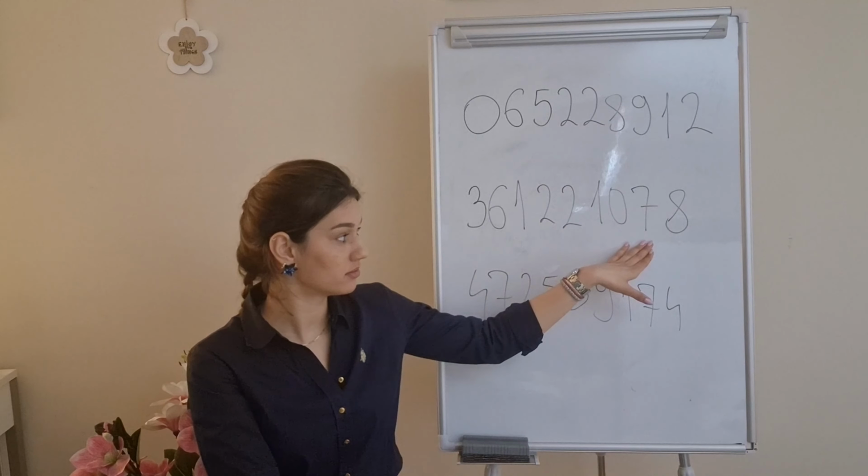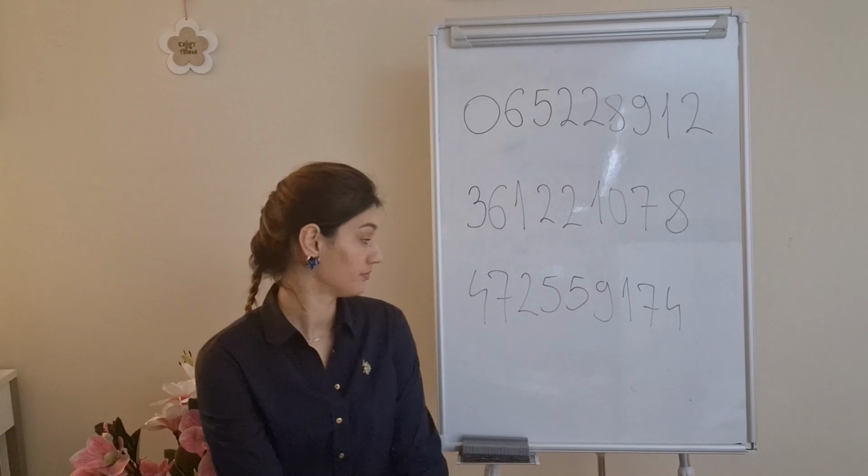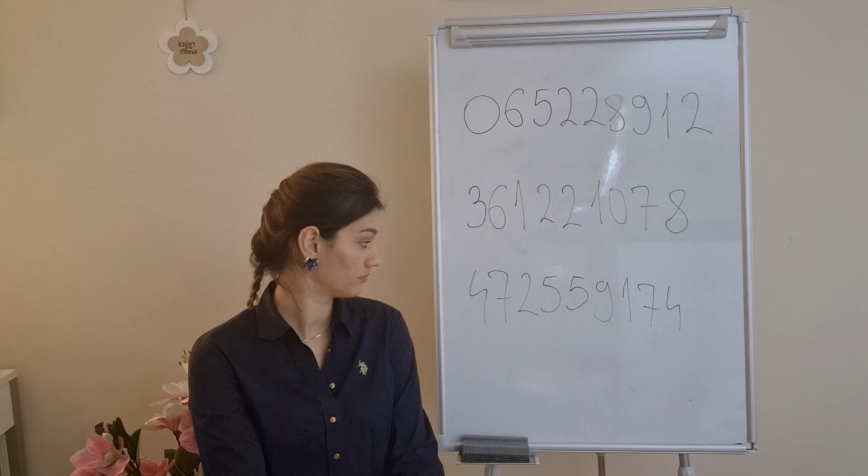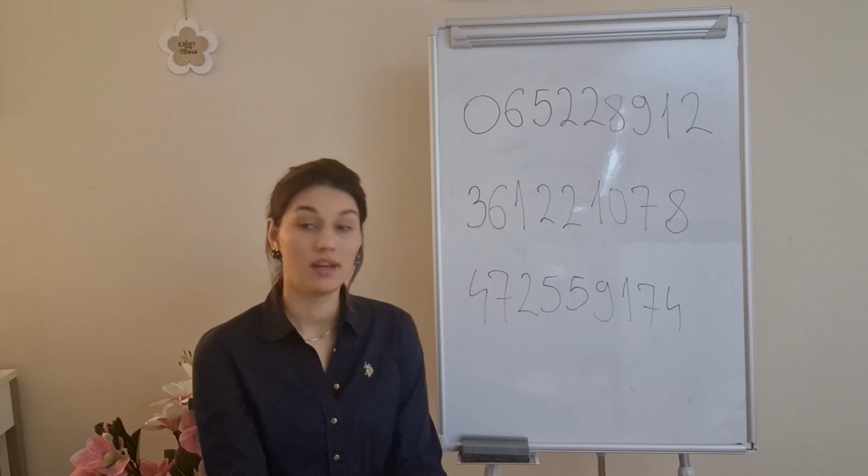Once again, faster. 3, 6, 1, 2, 2, Doppelzwei, 1, 0, 7, 8. And the last number will be written here. Once again, I will give you a few seconds to try to read it on your own. And now we'll read it together. You can say the first number and then I'll repeat after you.